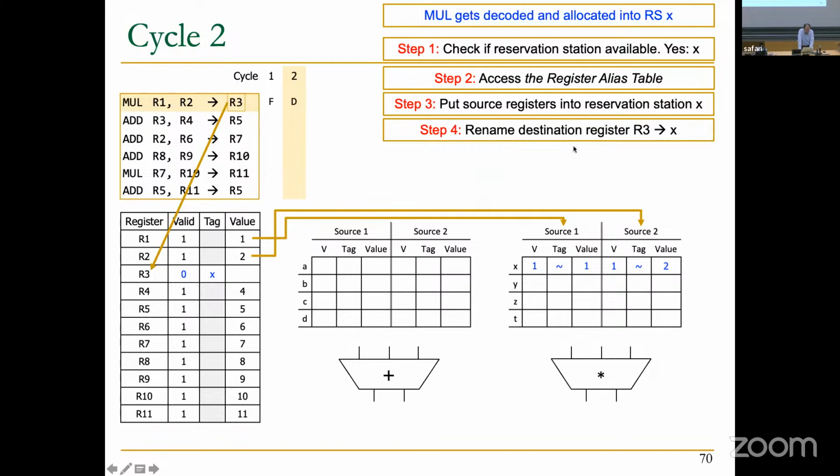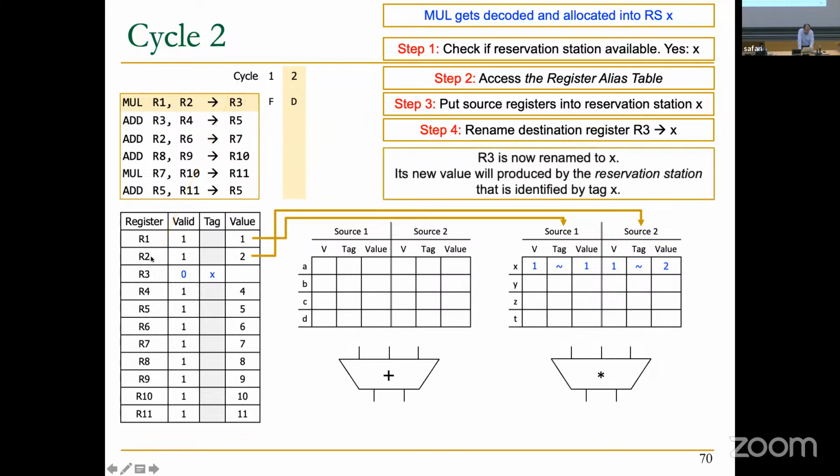And then we need to rename the destination register to X. So R3 needs to be renamed to X, and X is actually the entry of this reservation station. And it gets invalid, basically. So R3 is now renamed to X, and its new value will be produced by the reservation station that is identified by tag X.